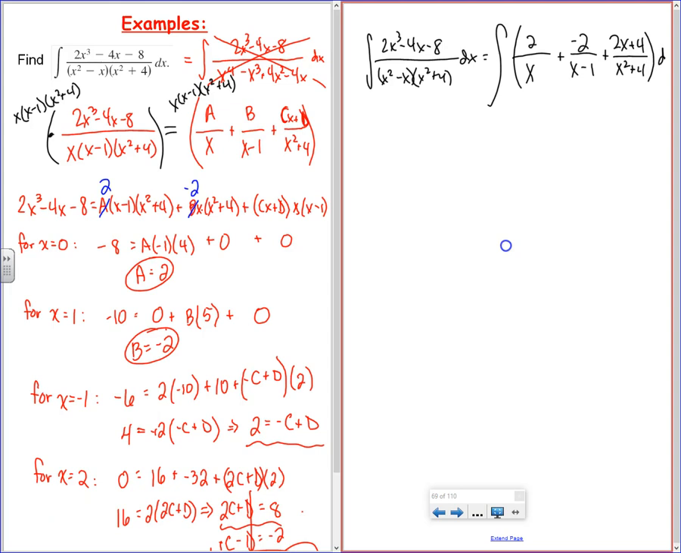How do we integrate? So the first is 2 ln of x plus negative 2 ln of x minus 1. But you have to have your absolutes, right? How do you get one to cancel? That last one is rough, that's our trig problem. That's our trig right there.